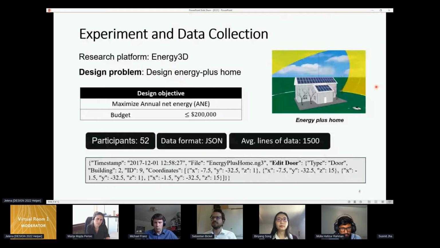The total number of participants is 52, and data was collected in JSON format, with an average of 1500 lines of data. And here is one line of design data. Here we collect the design action data for this problem.